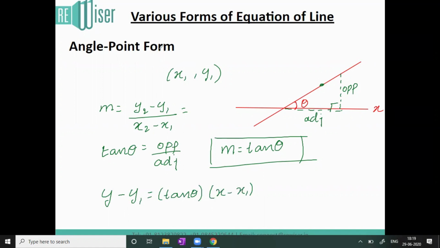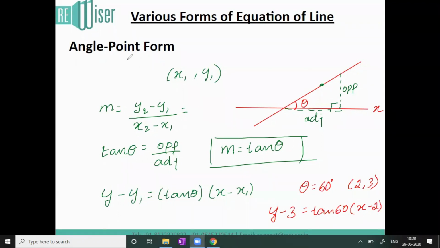Let us take an example. Let's say the angle between a line and the x-axis, theta, is 60 degrees, and I have a line passing through the point 2, 3. If I want to find the equation of this line, it is just going to be y minus 3 is equal to tan 60 into x minus 2. And we know tan 60 is root 3. If you want, you can replace it. That will be the final equation of the line.